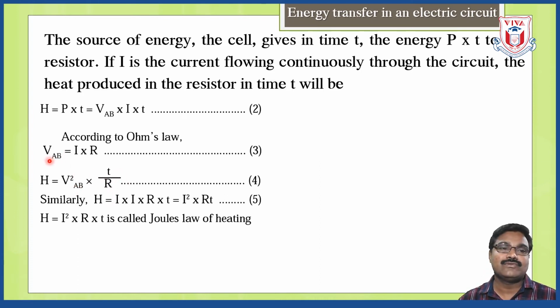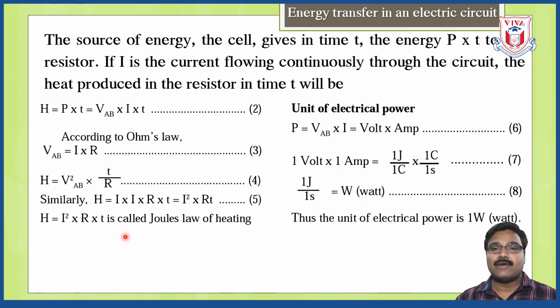Similarly, if we use V is equal to IR, then we get H is equal to I into R into I into t, which is I square R t. H is equal to I square R t is called Joule's law of heating. That means H, the heat produced, can be calculated by using the formula V into I into t, or V square into t upon R, or I square into R into t.